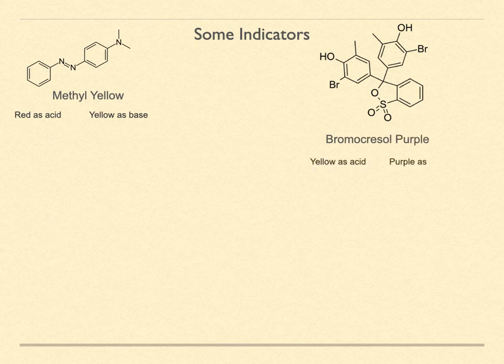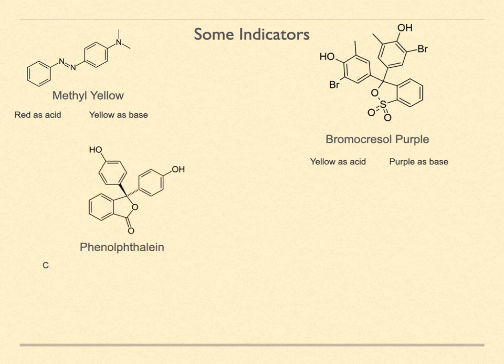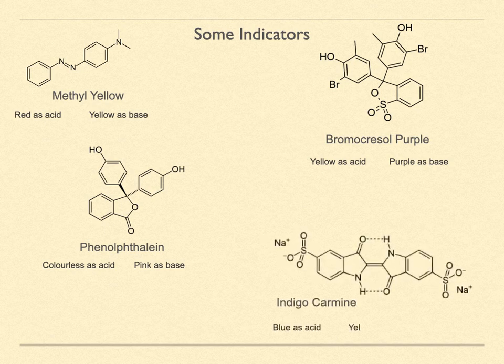Bromocresol purple changes from yellow to purple with increasing pH. Its transition is more in the middle of the pH range. Phenolphthalein is colorless as an acid but turns pink when converted to its conjugate base form. Indigo carmine changes from blue to yellow at the very high pH range.